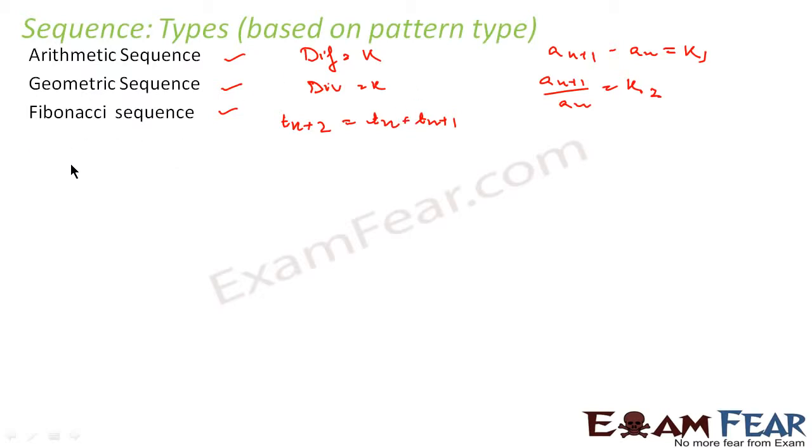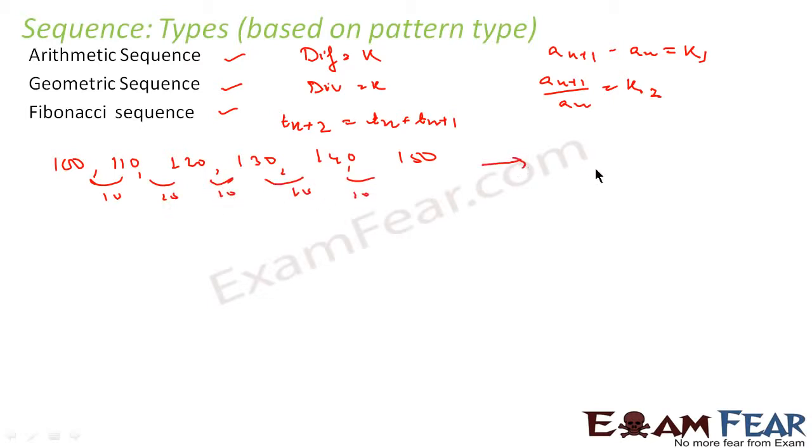In case of arithmetic sequence, for example, we had this piggy bank example where the value was 100 rupees, 110 rupees, 120 rupees, 130 rupees. This was the value of money in the piggy bank on each passing day. So here if you see, the difference is constant. The difference here is 10, here also 10, here also 10. Such kinds of sequences are called arithmetic sequences. We also call it AP.